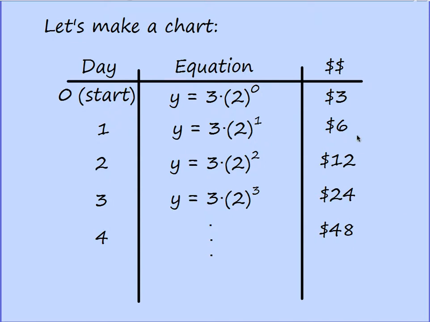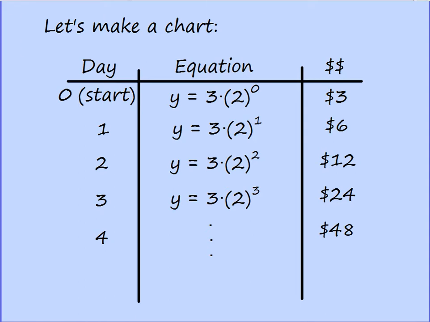But over here in the money column, you can start to see where the rate comes into play. 3, then 6, then 12, then 24, then 48. Every single day we're multiplying the amount of money we had before by 2.